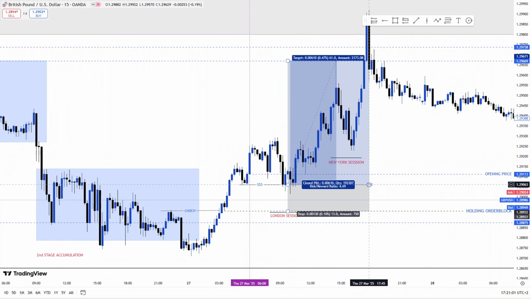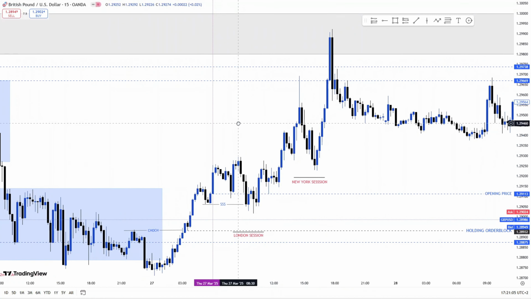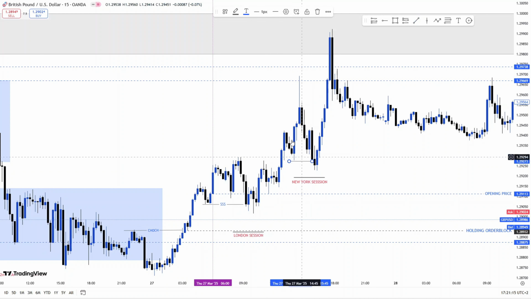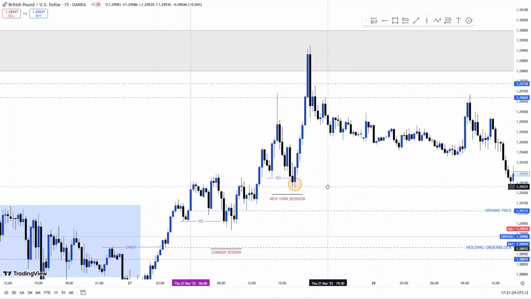Same applies to the New York session, guys. What do we have to look for? During the New York, we're just gonna wait for price to take out liquidity. This is liquidity, guys. Take out liquidity within the time zone. And this is where we're gonna look for our trades, guys.